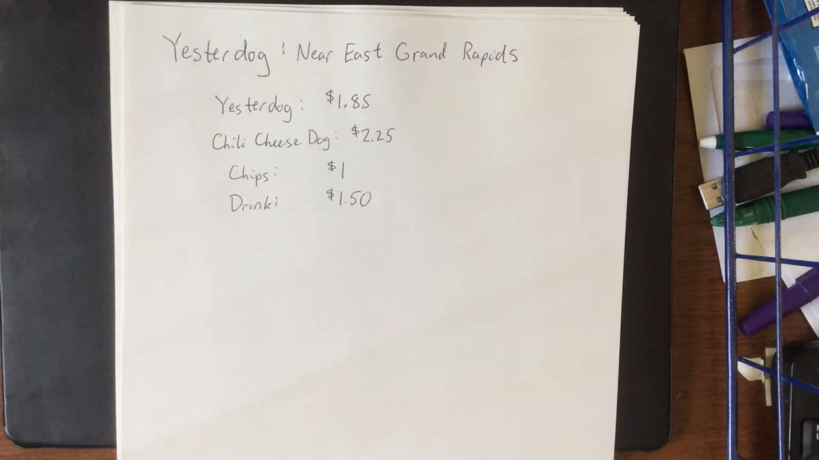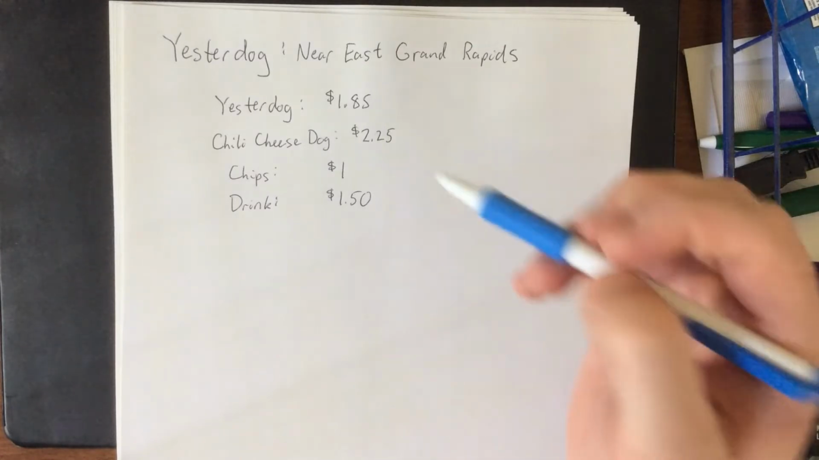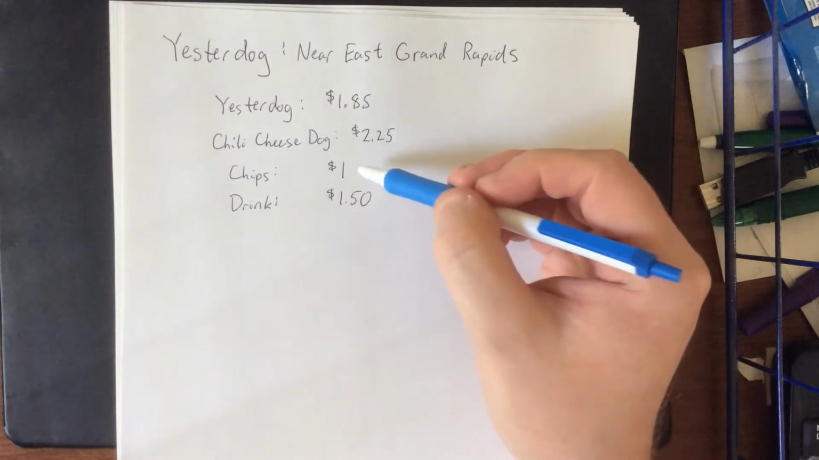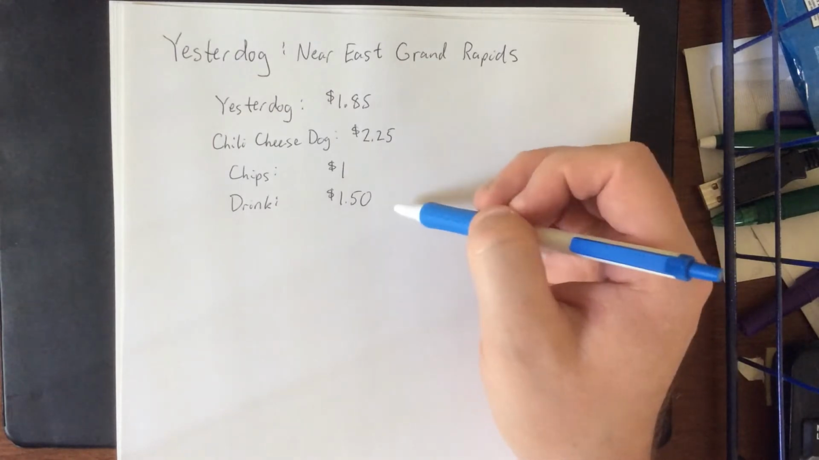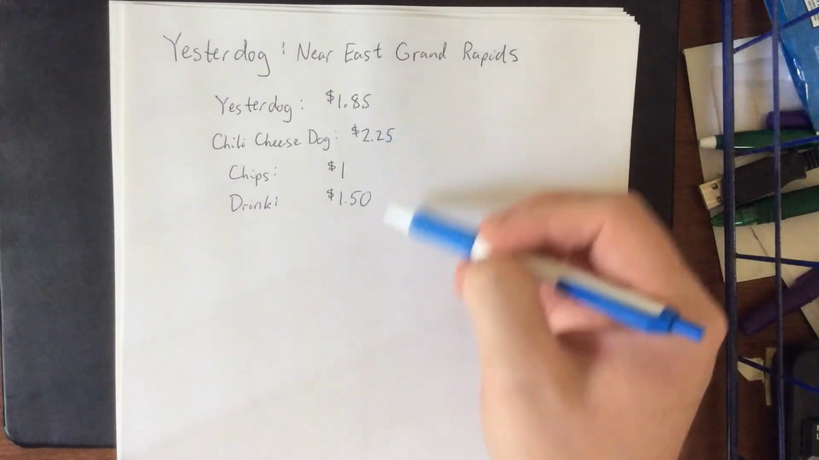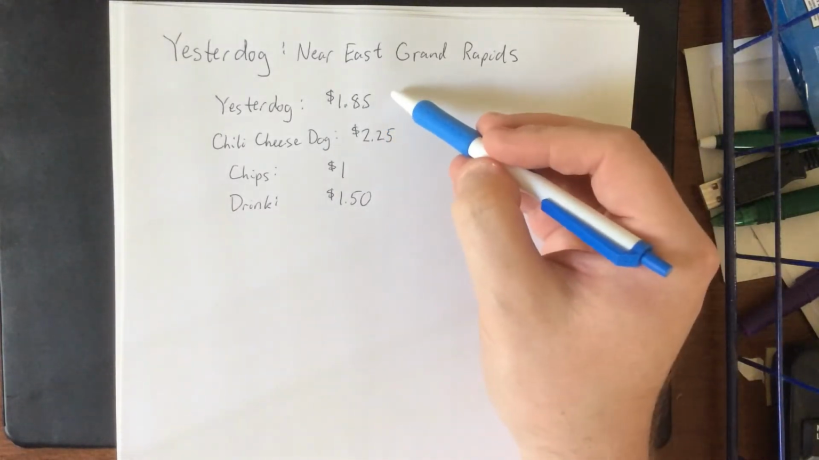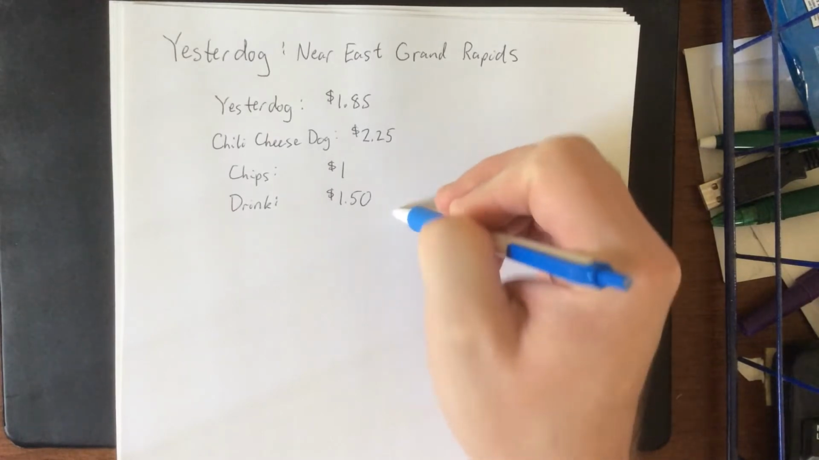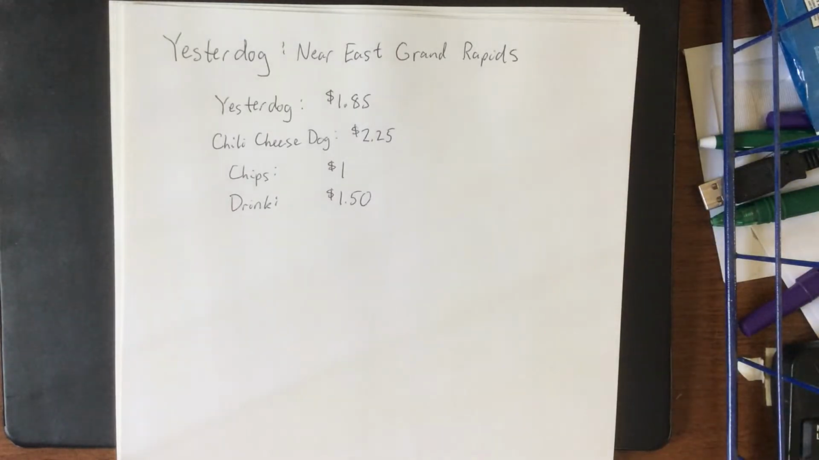We're going to say, for the sake of argument today, that their menu consists of only 4 items. Those four items are the classic Yesterdog, the chili cheese dog, a variety of chips, and sodas from a fountain. So the corresponding prices are $1.85, $2.25, $1 for chips, and $1.50 for drinks, but you get free refills on the drinks, so you might as well get one.